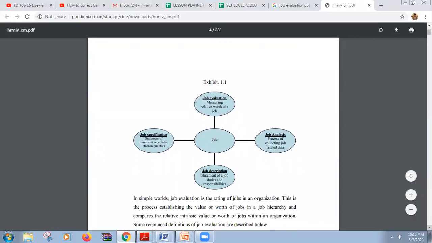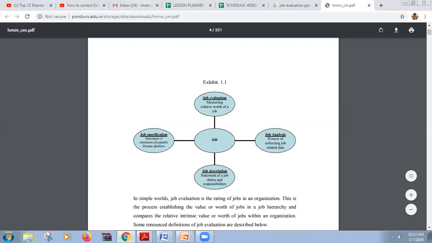In the center there is the job, and all around we can see job description, job specification, job evaluation, and job analysis. Job evaluation is measuring the relative worth of a job. Job description is a statement of duties and responsibilities. Job specification is a statement of minimum acceptable human qualities. And job analysis is the process of collecting job related data. So job analysis is done, then job evaluation is done, measuring the relative worth of the job. These are the activities that surround the job evaluation process.